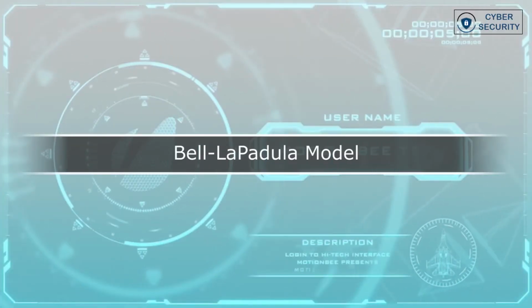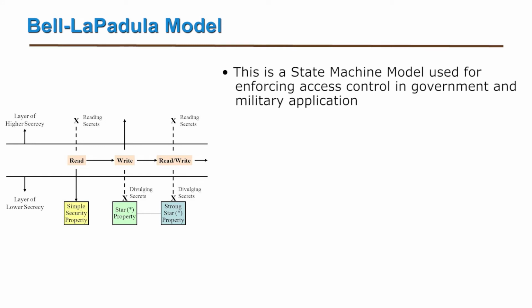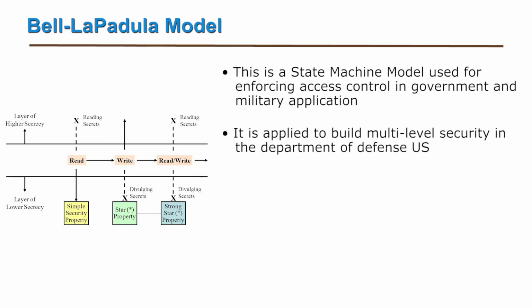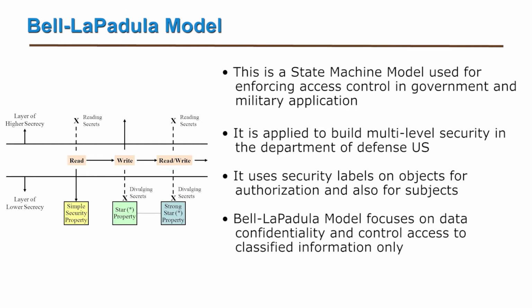The third one is known as Bell-LaPadula Model. This is a state machine model used for enforcing access control in government and military applications. It is applied to build multi-level security in the Department of Defense, US. It uses security labels on objects for authorization and also for subjects. The Bell-LaPadula model focuses on data confidentiality and controlled access to classified information only.